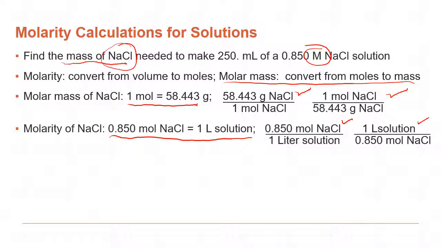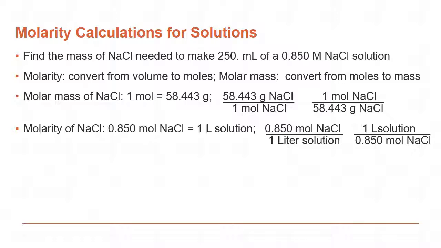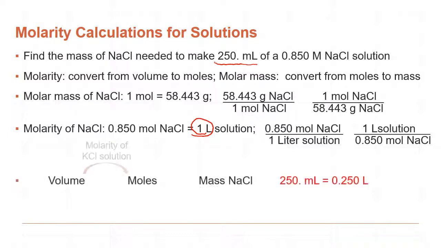So let's set up our problem. We're going to start with the given information. The quantity we're given is 250 milliliters. Now, notice that molarity is a conversion factor whose unit is not milliliters but liters. So one of the first things I need to do is convert my milliliters into liters. We can simply move the decimal 3 places to the left, and our 250 milliliters becomes 0.25 liters. So that's our starting information.